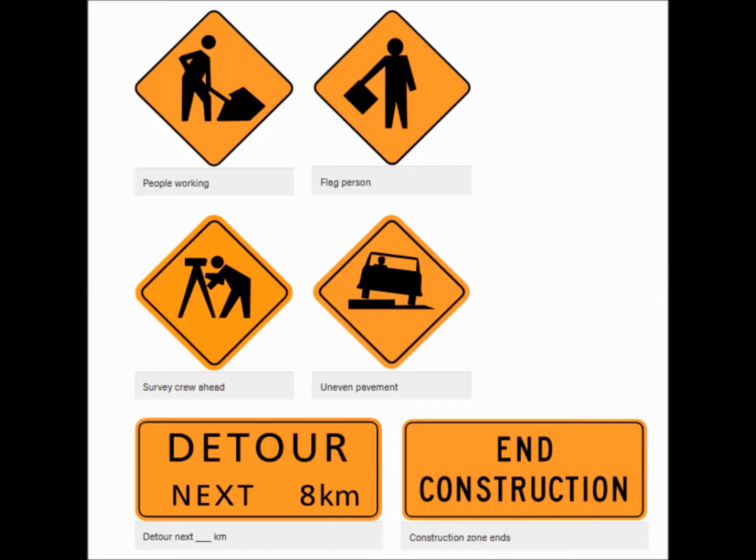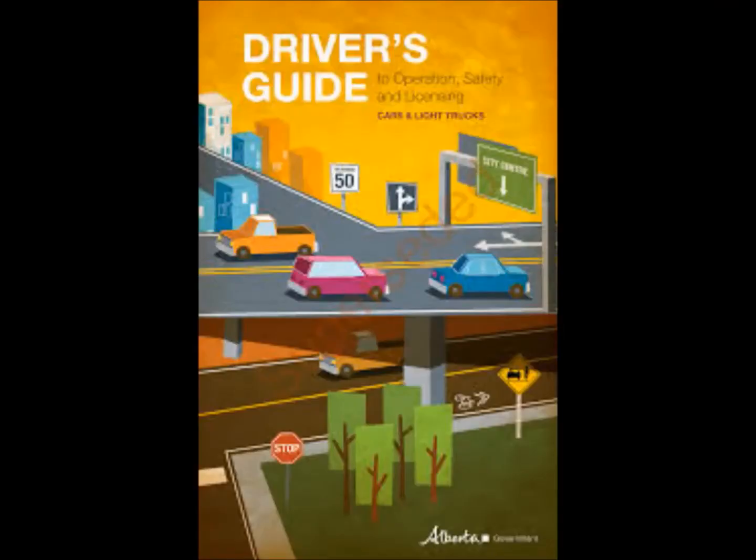Image description. An orange diamond with the silhouette of a vehicle and uneven ground, which creates a tilt in the vehicle. End ID. Uneven pavement. ID. An orange rectangle with the black lettering Detour, next 8 kilometers. End ID. Detour next blank kilometers. Image description. An orange rectangle with the black lettering End Construction. End ID. Construction zone ends.